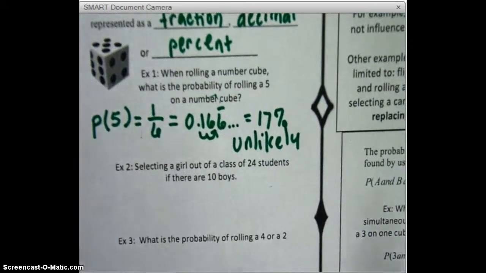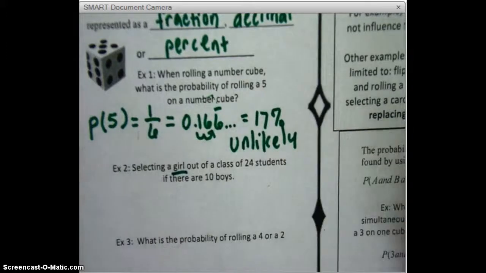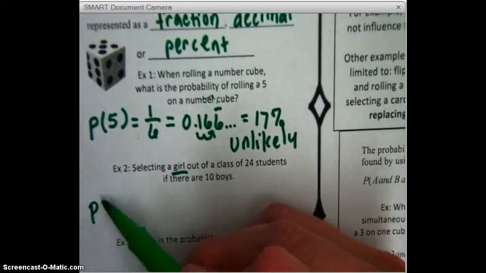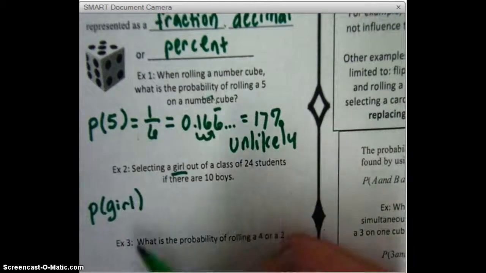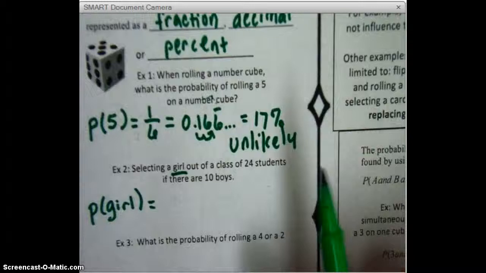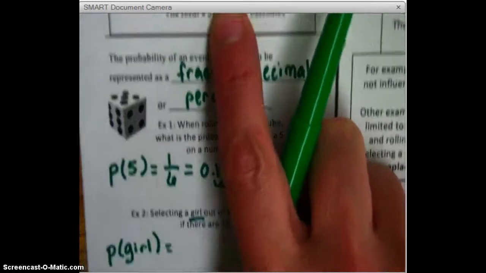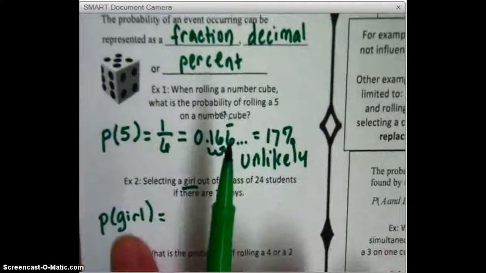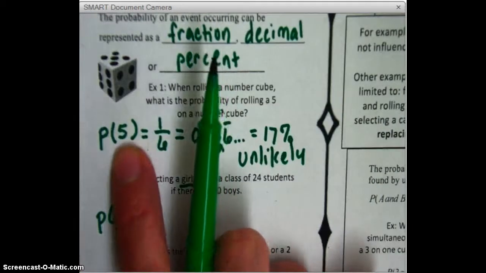Example number 2, selecting a girl. What's the probability of selecting a girl out of a class of 24 students if there are 10 boys? So what is the probability of selecting a girl? Well, upon looking at this, the top number represents how many items there are, whatever it is the probability that we're looking for. Here there was only one 5 on the cube.